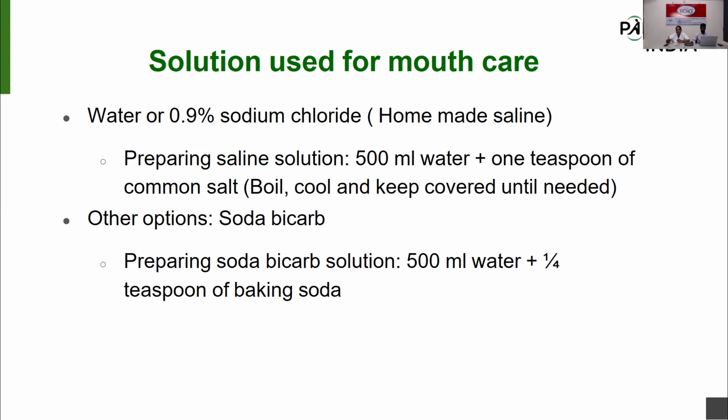How can we prepare the soda bicarb? 500 ml of water plus 1/4 teaspoon of baking soda. Whenever there is a patient in the inpatient department, we can say, you can use a cup of water, meaning 250 ml of water, a pinch of salt and a pinch of baking soda, mix it and clean the mouth using a spoon with the spoon's handle covered with gauze, dip it and clean it.